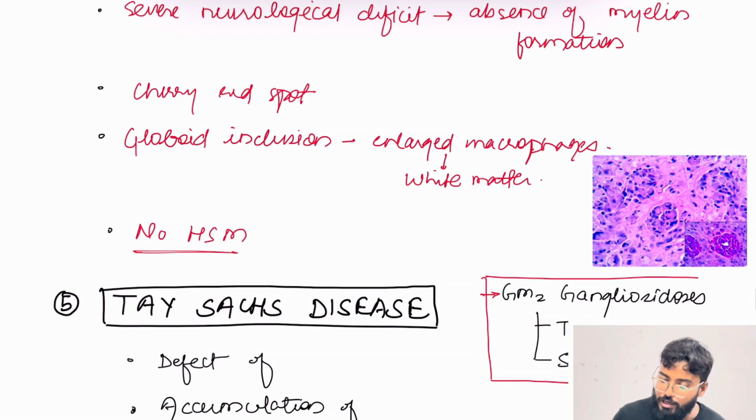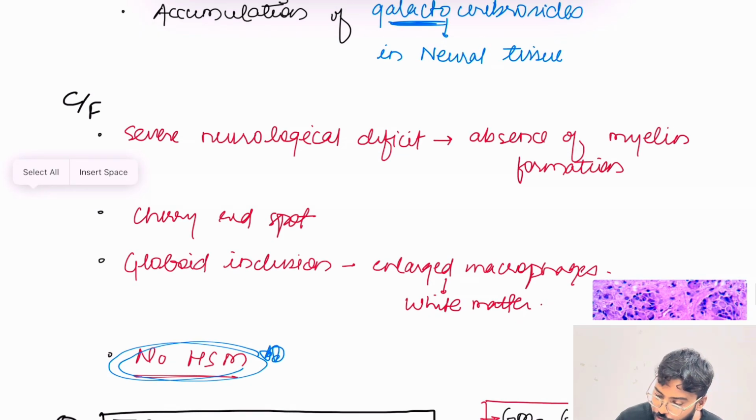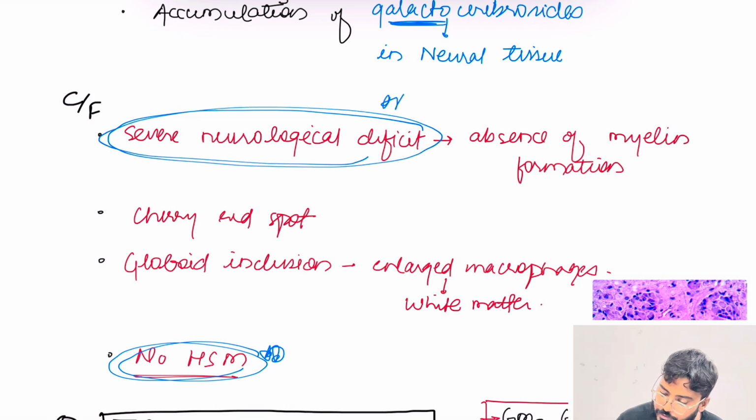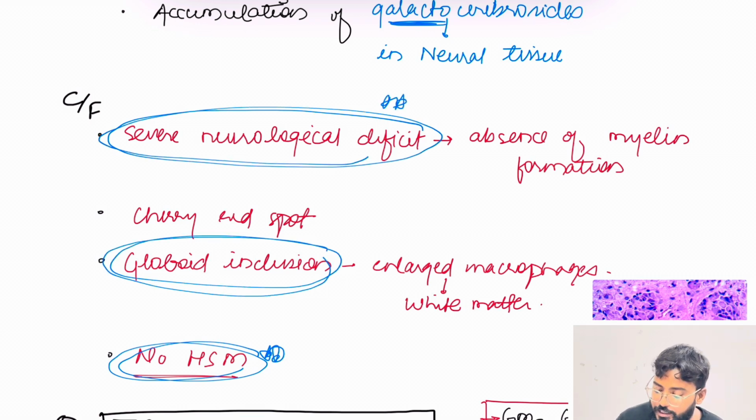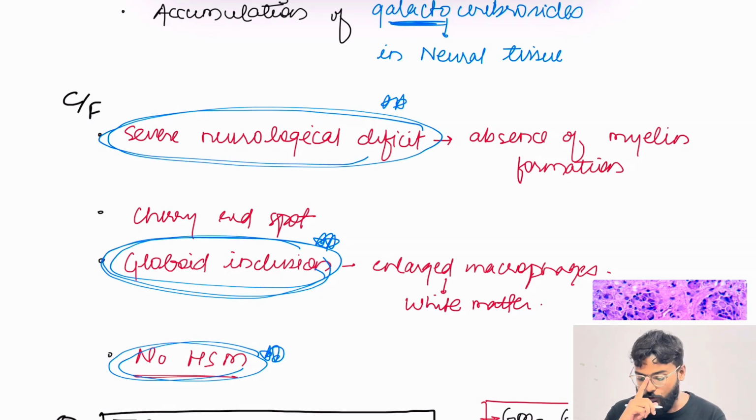Now, you are not going to see hepatosplenomegaly, but you are going to see severe neurological deficit. And one important differentiating feature is your globoid inclusion. So please remember those differentiating features that you are not going to see elsewhere. So in this case, this is your globoid inclusion, that is your enlarged macrophages. See this one right here, this one, this one, and this one. These are your globoid inclusions. So here in this case, globoid inclusion.